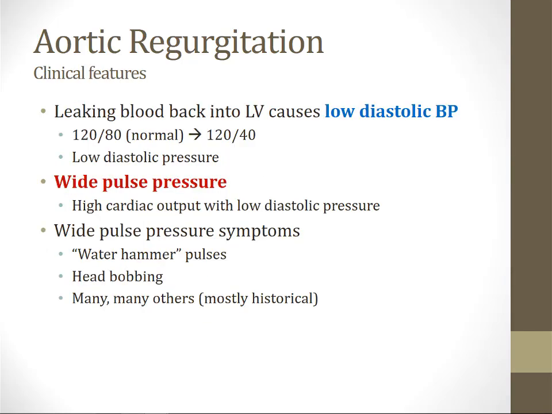Clinical features of aortic regurgitation are shown in this slide. The blood that leaks back into the left ventricle causes a low diastolic blood pressure, and it's very high yield to understand this. If we follow blood pressure over time in a particular patient, we would see that the blood pressure rises to a pressure that is the systolic pressure, and then it falls to a pressure that is the diastolic pressure. In patients who have aortic regurgitation, the blood pressure falls much lower than normal, and that's because blood is leaking back into the left ventricle and out of the aorta and out of the arterial tree.